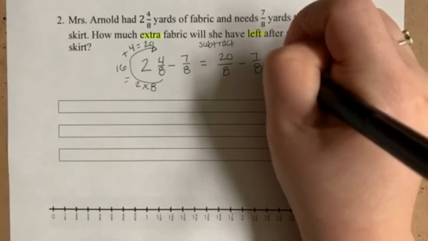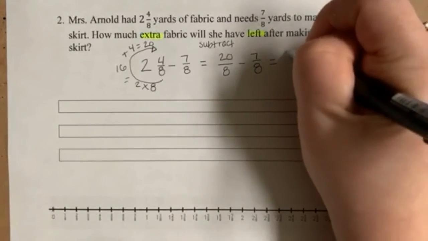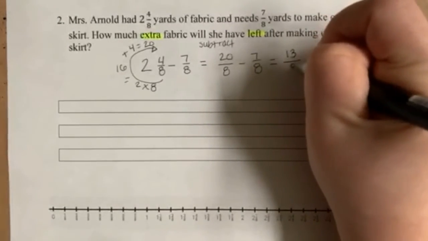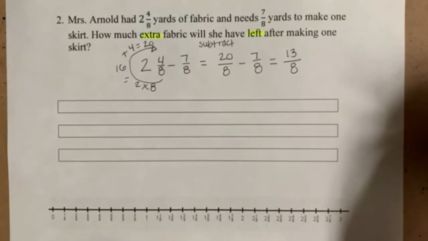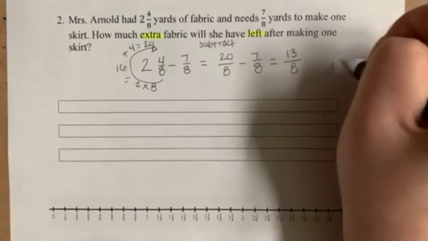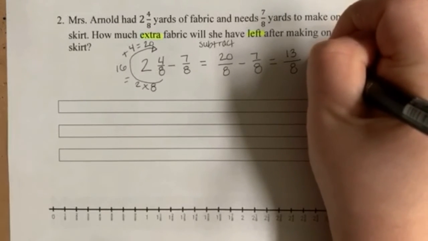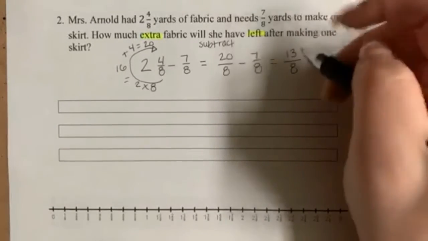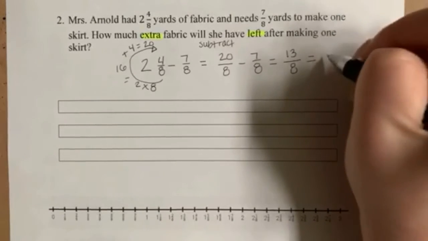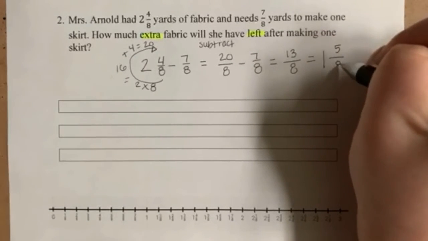Okay, so that is also equal to 20 minus 7, which is 13 over 8, because the denominators still remain the same. We have 13 over 8. Now we need to convert this back to a mixed number just because it looks funny as an improper fraction. So this is also equal to 13 divided by 8 goes into 1 time. I have 5 left over, so it'll be 5/8.